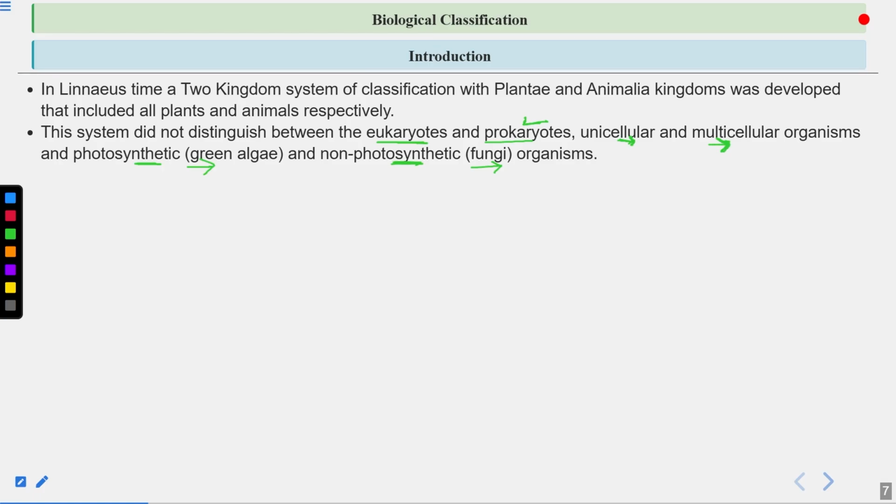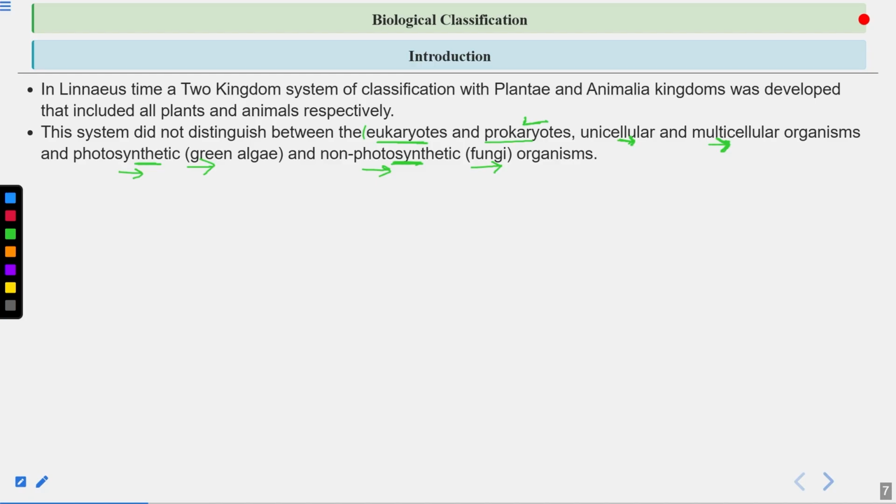So there was no separation between eukaryotes and prokaryotes, unicellular and multicellular, and photosynthetic and non-photosynthetic, meaning autotrophic and heterotrophic organisms. Fungi are heterotrophic. Plants and algae are autotrophic. So there was no distinction. All the organisms were placed in a single group. Clear?